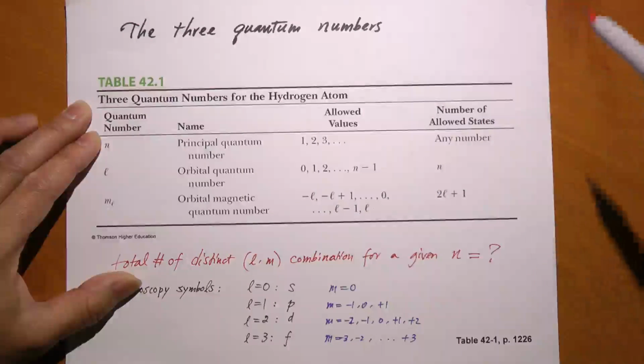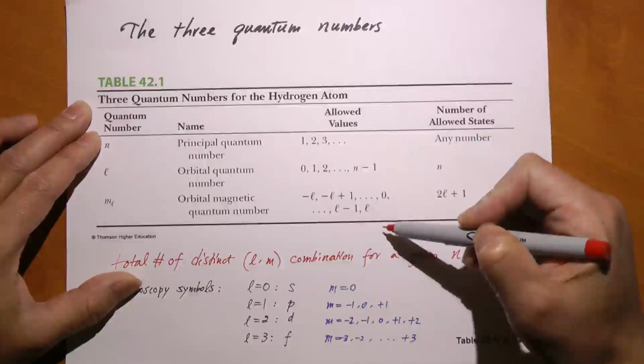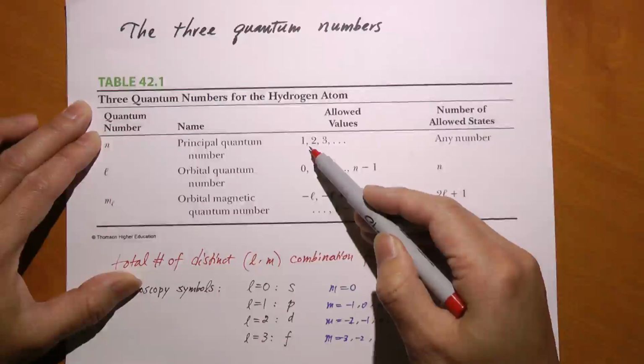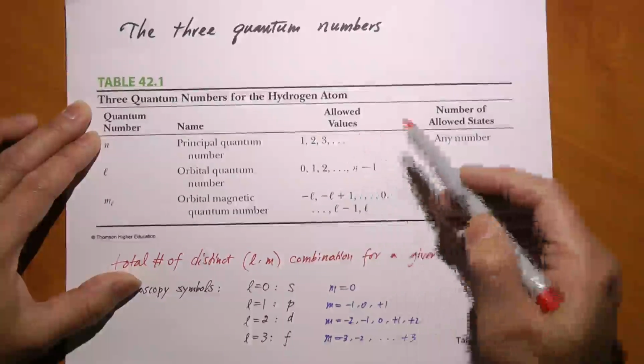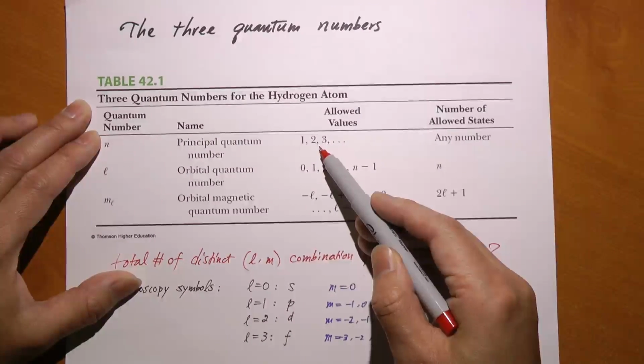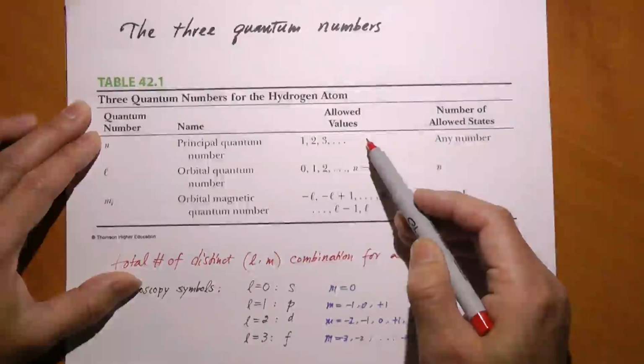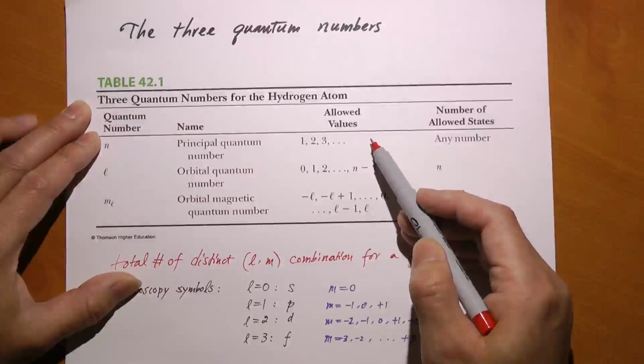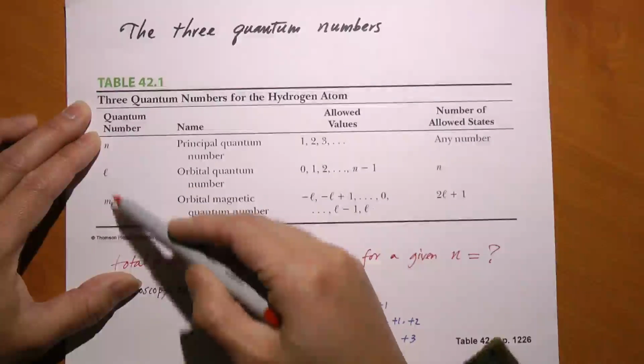What I want to talk about again is the range of these quantum numbers. N, the principal quantum number, is a natural number: 1, 2, 3, 4, 5, and so on. 1 means the lowest energy, the ground state. 2 means the first excited state, and so on. The energy of the system depends only on N. It has nothing to do with L and M_L.